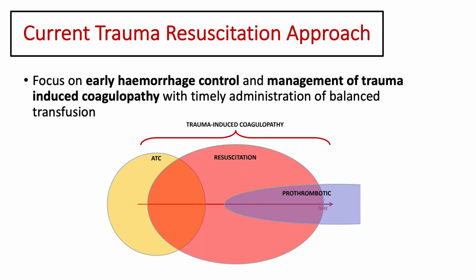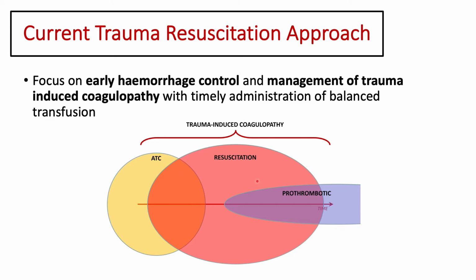Current trauma resuscitation approach focuses on early hemorrhage control and management of trauma-induced coagulopathy or TIC with timely administration of balanced transfusion. As I mentioned in my earlier slide, shortly after a major insult to the body, acute traumatic coagulopathy will set in within minutes. This is unpreventable. Once we start to resuscitate the patient, we tend to introduce something called resuscitation-induced coagulopathy due to injudicious fluid and blood product administration, as well as not addressing the lethal diamond of trauma adequately.